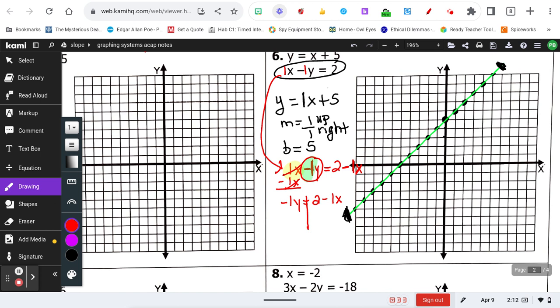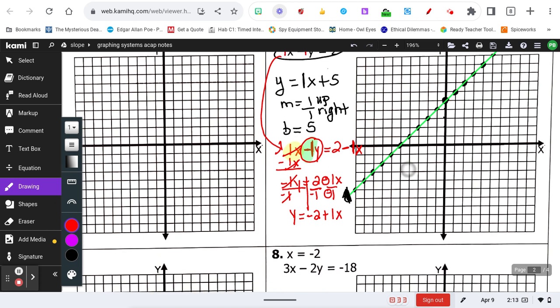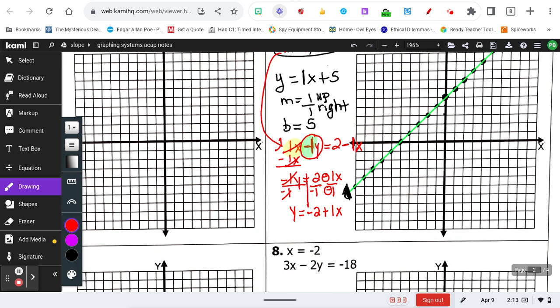To get rid of the negative 1, when it's mashed together, divide everything by negative 1. These will cancel. So a positive 2 divided by negative 1 is a negative 2. And here a negative divided by a negative is a positive 1. You could have left it as 1 over 1 if you wanted to. So the slope is 1 over 1. And my y-intercept is negative 2.